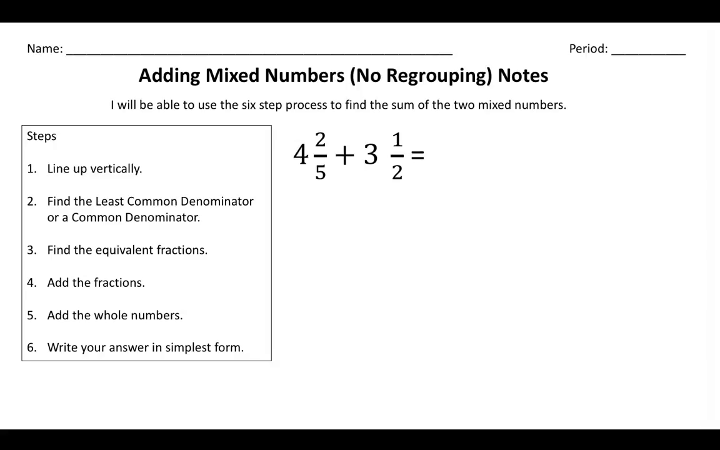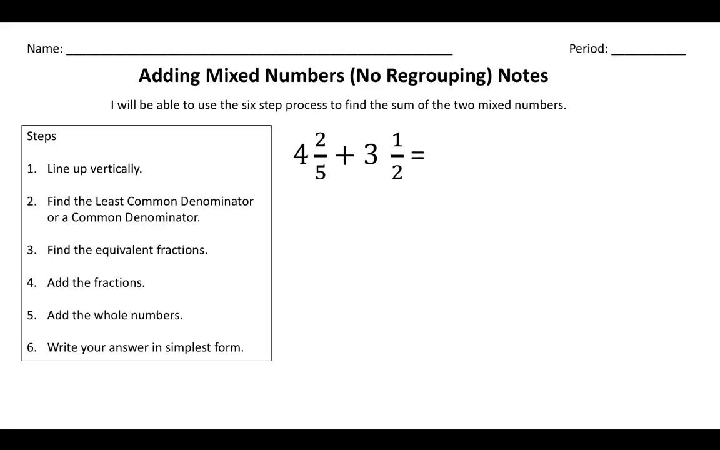Hi, Mr. Jacobson here, and today we'll be talking about adding and subtracting mixed numbers. So you've already watched the videos with Ms. Dulesque, and today I'm going to show you the six-step process. Right now we will use the six-step process to find the sum of two mixed numbers. We're given the mixed numbers 4 and 2/5 plus 3 and 1/2.